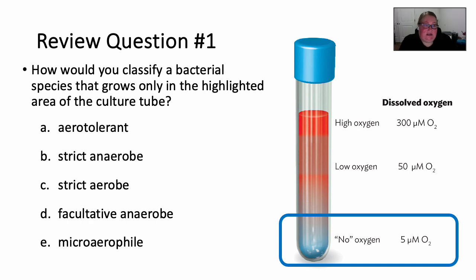Okay, but first let's do a review question. How would you classify a bacterial species that grows only in the highlighted area of the culture tube? Our highlighted area is this part outlined in blue. Is this organism A, aerotolerant? B, a strict anaerobe? C, a strict aerobe? D, a facultative anaerobe? Or E, a microaerophile? Pause the video, look in your notes, see if you can find the answer.